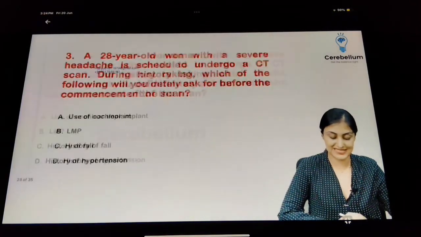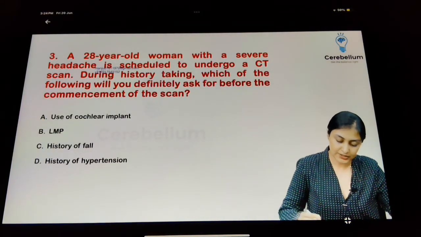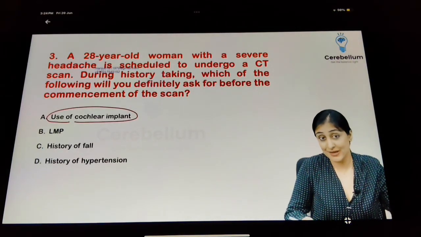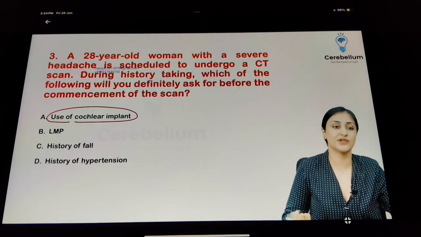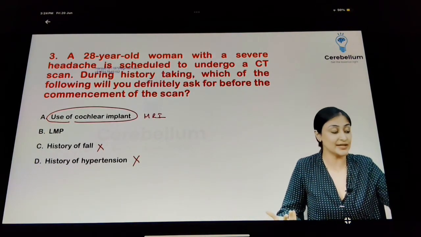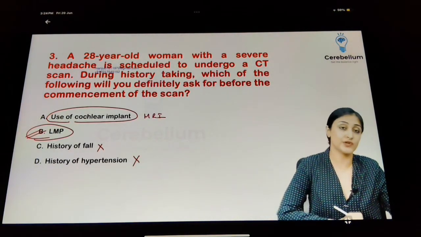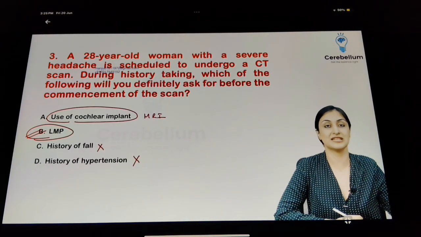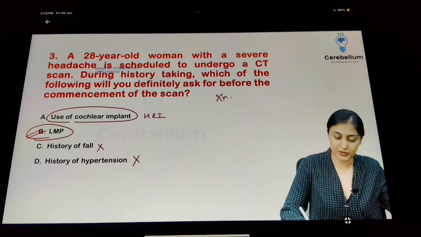Fine. So here one clear cut statement. A 28-year-old woman with headache is going to undergo a CT scan. What will you ask her? Cochlear implant history is relevant for MRI. Nowadays, even cochlear implant is not a contraindication for MRI, but still you will ask this for MRI. History of fall and hypertension you'll ask anybody, but that does not indicate or contraindicate anything. LMP is very important because I will not want to do a CT scan in somebody who is likely to be pregnant, right?